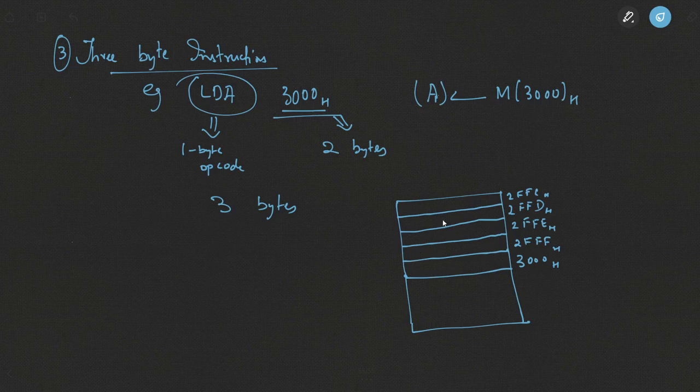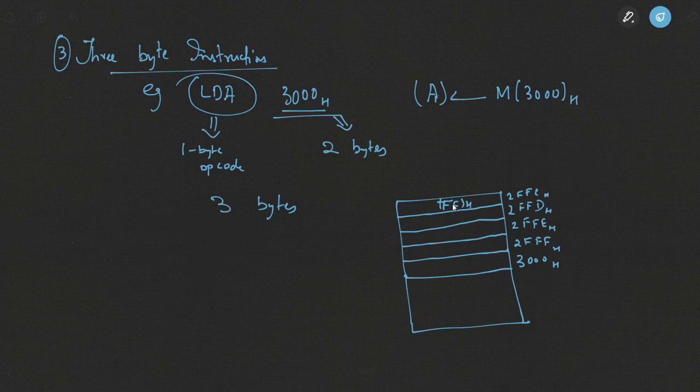This is the memory location here. Say for example, I am loading LDA here. I am writing LDA here. It will not be written like LDA, it will be written in the form of its opcode. Say for example its opcode is FF. Fine.